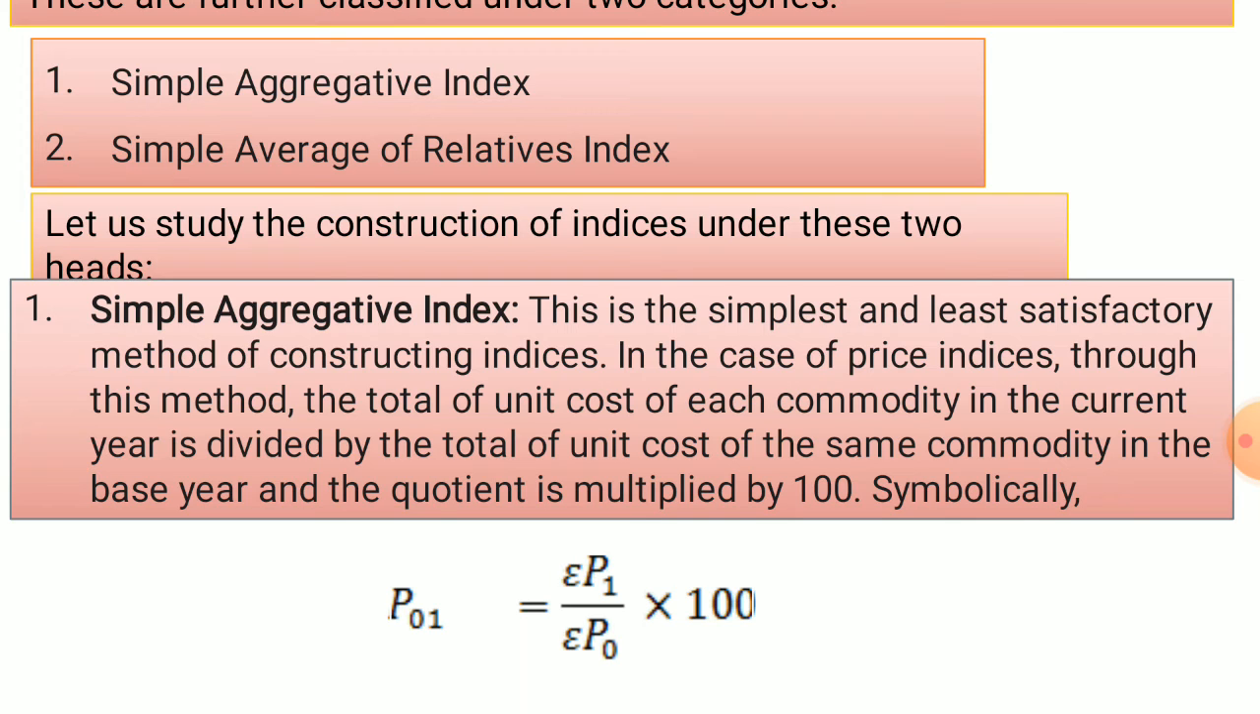Means simple aggregative index. This is the category of unweighted index number, and this is the simplest and least satisfactory method of constructing indices. The formula to calculate simple index numbers under the simple aggregative method is that P01, the price index for the current year, is equal to sigma P1 divided by sigma P0 into 100, the sum of current year prices divided by the sum of base year prices and multiplied by 100.